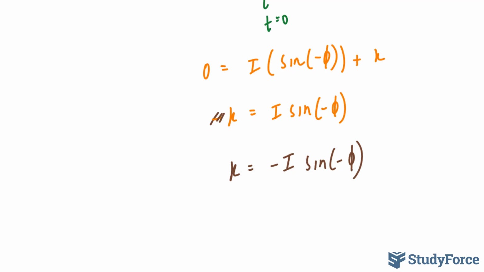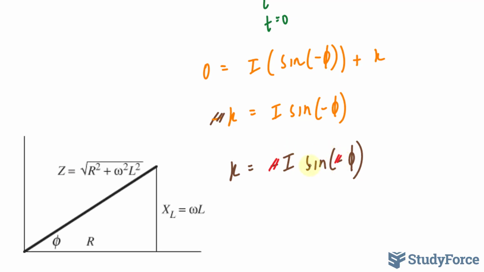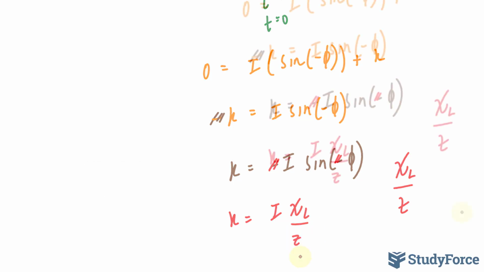And of course, instead of writing this negative out here in a negative angle, we can get rid of these because it's the same thing. And using the impedance triangle, which is shown on your screen again, sine phi is actually equal to X subscript L over Z. Therefore, k is equal to I times X subscript L over Z.